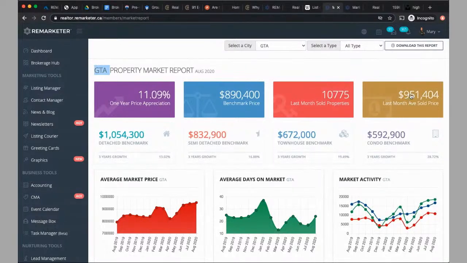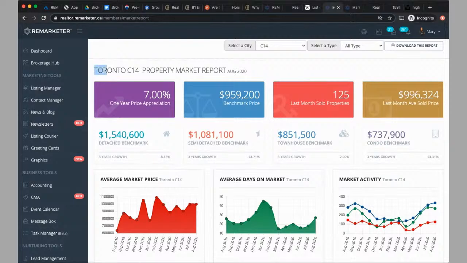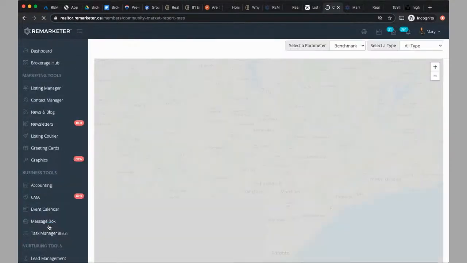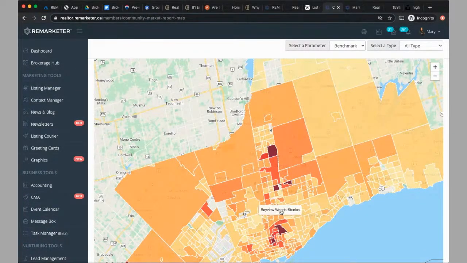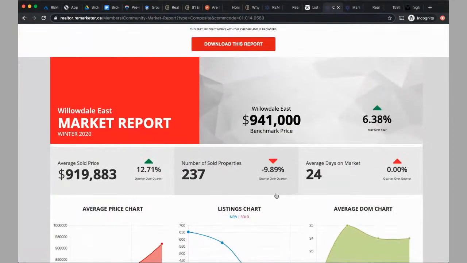So you're not going to sense a big huge fluctuation there. However, if I go to C14, for example, and I am pulling up Toronto C14 as the market, then a few outliers can really move the average sold price right here. Even worse, if you go to a community, if I go to community report, and for example, I pull up, let's say, Willowdale East, right? So that's a small portion right there. So we have 237 properties sold in that area.